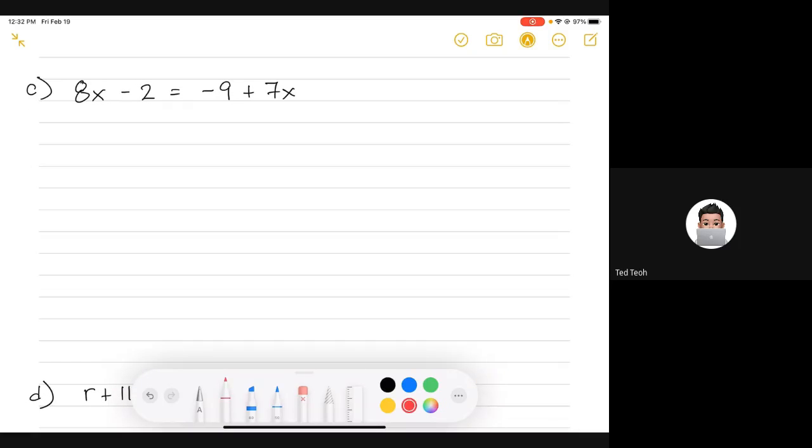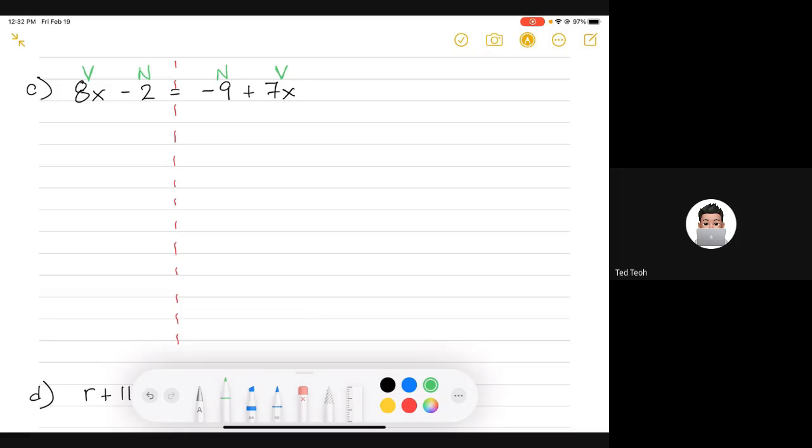Okay, so step 1, draw a dotted line. Step 2, write the letters V's and N's above each term. Okay, this one's a V. This one is an N. This one is an N. And this one's a V.